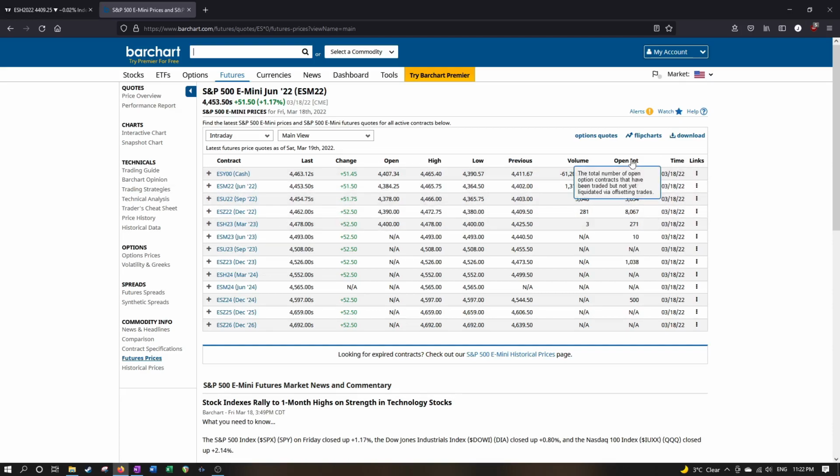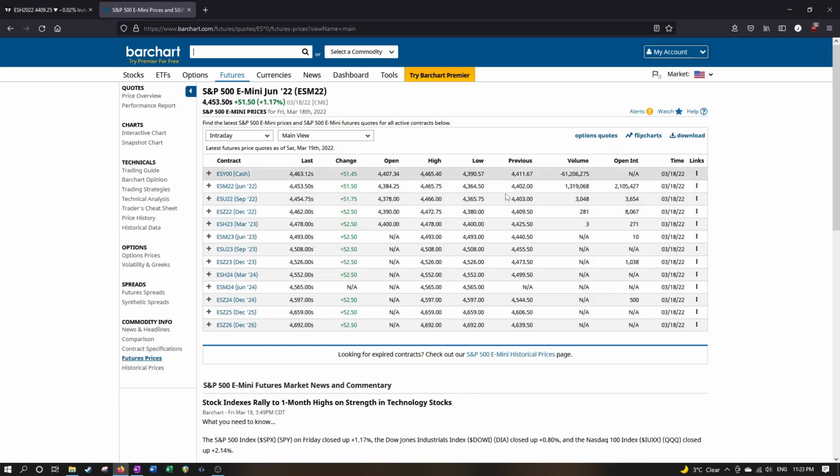What is open interest? Okay, well, in Barchart's terms, it's the total number of open option contracts that have been traded but not yet liquidated via offsetting trades. For us, think of open interest as liquidity. We want liquidity in the market. We want the most liquidity in the market, okay? That is going to offer us the cleanest picture of price action regarding these markets. The more engagement that there is via trades, which is essentially this right here, the cleaner the price action.